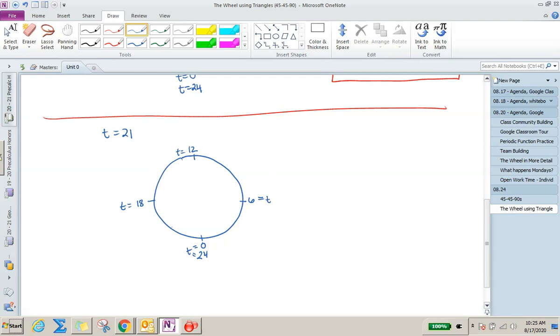And t equals 21, notice it's exactly halfway between 18 and 24, right? It's 3 seconds from 21 to 18, and it's 3 seconds from 21 to 24. So this is t equals 21. Here's the center of our circle. Between 18 and 24, that's a quarter turn. That would be a right angle. So if we draw from the center to the gum, we know that's creating a 45-degree angle.